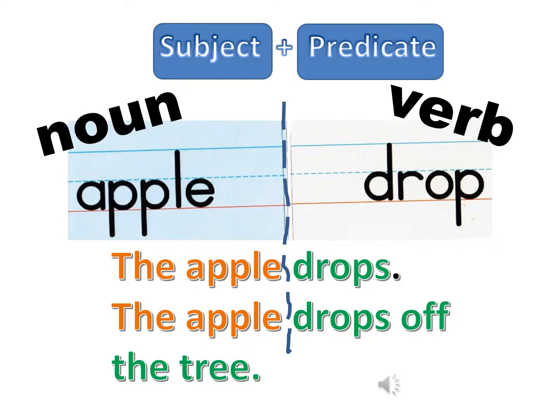If we take the noun apple and the verb drop, we could make a sentence like this one. The apple drops, period. Apple is a noun, the apple is the subject, drops is a verb, drops is the predicate. Or we can make a longer sentence. The apple drops off the tree. Apple is still a noun, the apple is still the subject, drops is still a verb, drops off the tree is the predicate of the longer sentence.